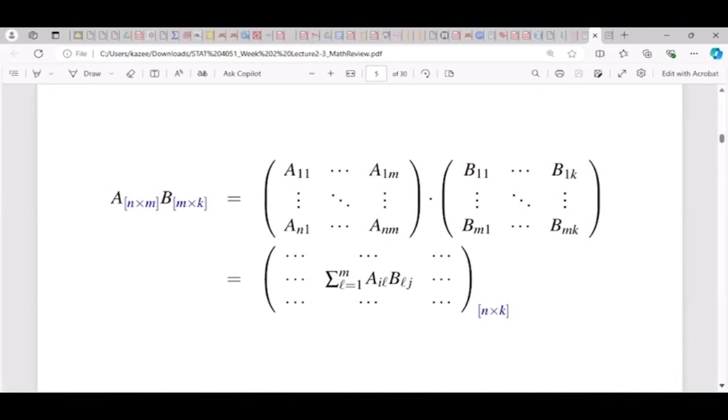We have m by k. Multiplying them, you're going to see m canceling m. M is going to cancel m. And at the end of the day, the dimension of the new product is actually going to be n by k. Look at that. And that was why this guy here is n by k. So take a look at that.